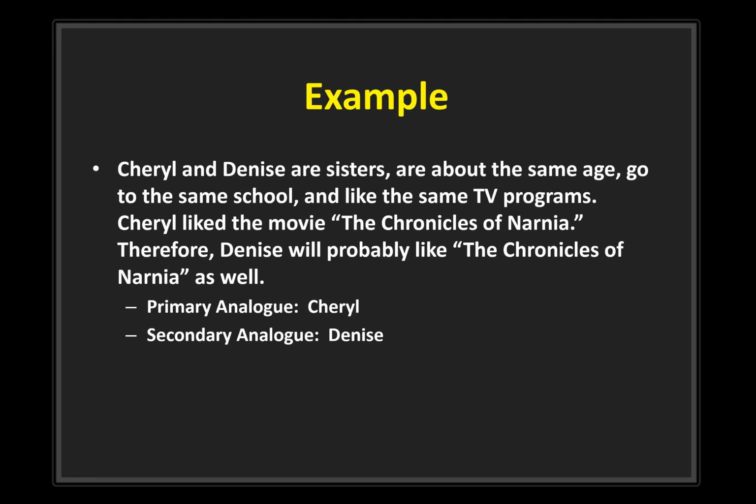So Cheryl and Denise are sisters. They're about the same age, they go to the same school, and they like the same TV programs. Well, we know that Cheryl liked the movie The Chronicles of Narnia. So considering everything they share in common, Denise is probably going to like The Chronicles of Narnia as well. So in this example, your primary analog is Cheryl. That's the person who you know the most about. That is the person who is serving as the basis of comparison for you. Then notice the secondary analog is Denise, the person that's being argued about in the conclusion.